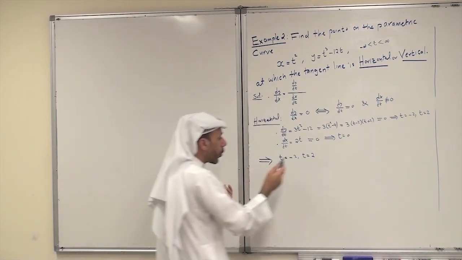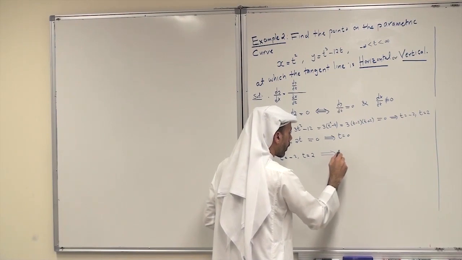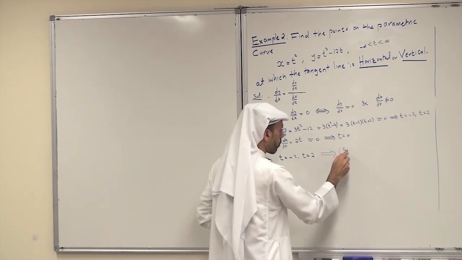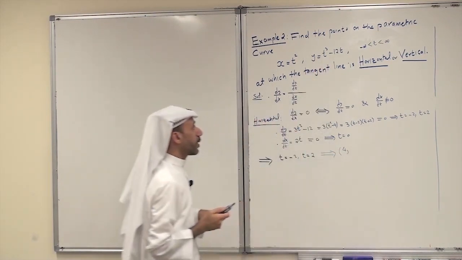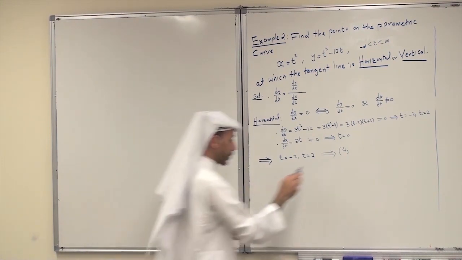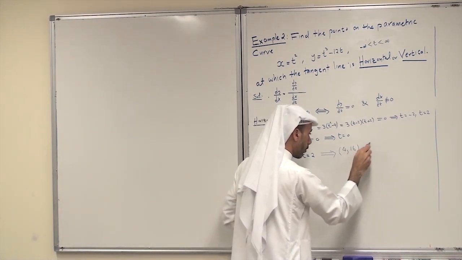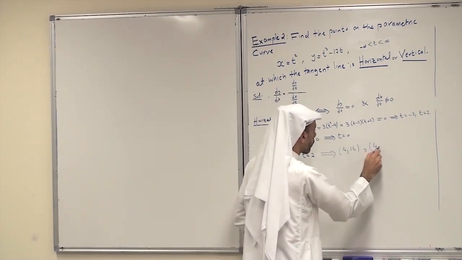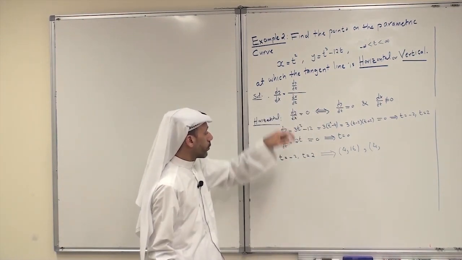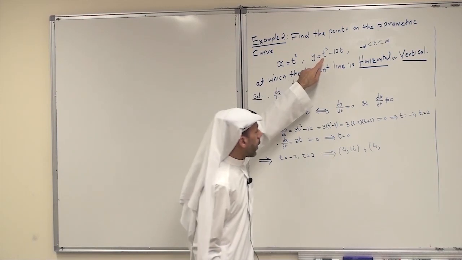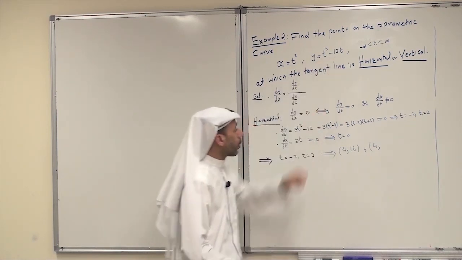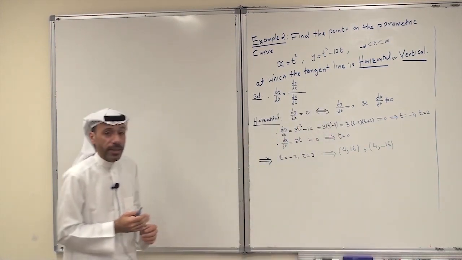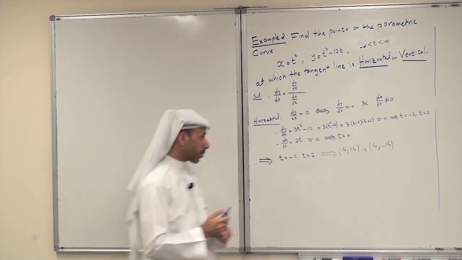Find the corresponding points x and y. When t equals minus 2, I get x equals 4 and y equals minus 8 plus 24, which is 16. And when t equals 2, I get also 4 and 8 minus 24, which is minus 16. So at these two points on the parametric curve, the tangent line will be horizontal.